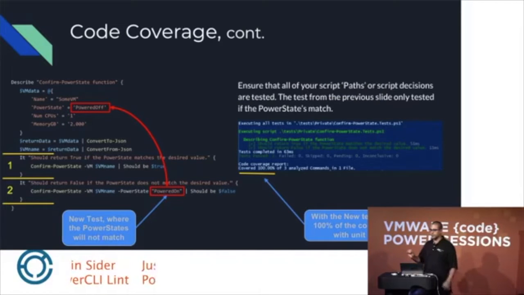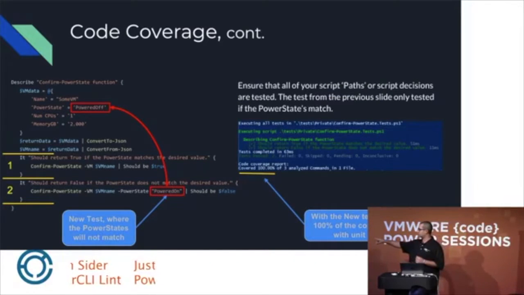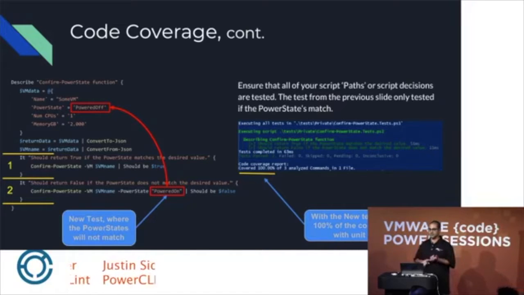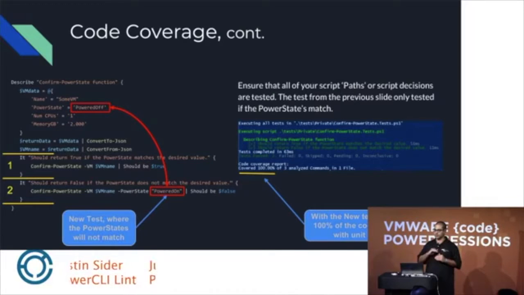So this is the same code that I used before, so it's the same test. You see where the number 1 is highlighted. That was the test that we ran. I validated that if the power state matches the desired value, I return true. But what happens if it doesn't match? I never actually tested for that. So the second test in the To section says that I'm going to return false if the power states do not match.